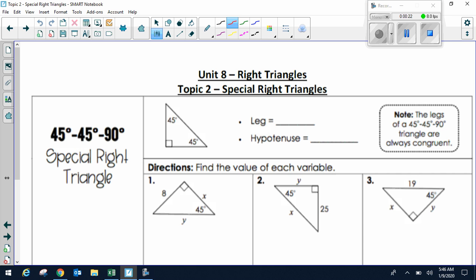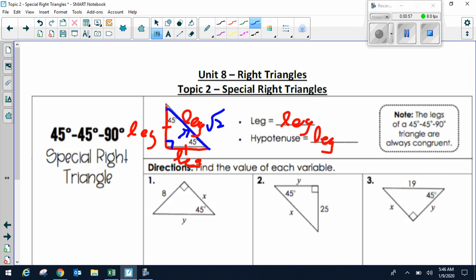In this triangle, you have two legs, just like every right triangle. There's a leg, here's a leg. Because the base angles are the same, these sides are going to be congruent. So we know that legs will always equal legs. That's the rule. The hypotenuse, this piece over here, opposite the right angle, is always the same leg times the square root of 2. So let's go ahead and do a couple of examples.